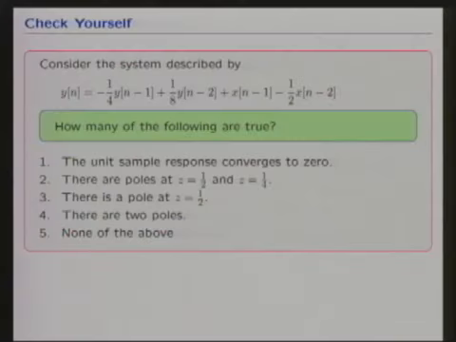Okay, so make sure everybody's with me. Consider the following system. How many of the following are true? The answer looks like it ought to be a number between 0 and 5, probably. So talk to your neighbor and figure out a number between 0 and 5.